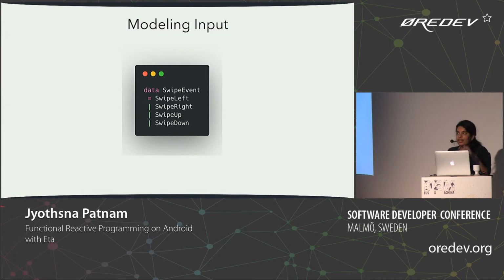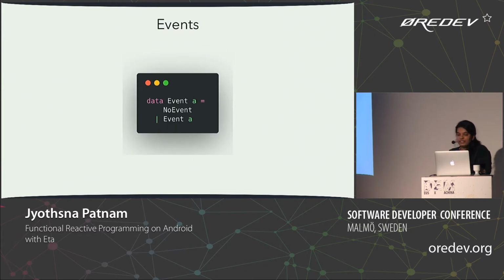Now, this is the input for our game. So we define a data type called swipe event, which can take in 4 values. So what is the input for our game? It's just swipes, normal swipes. It's either up, down, right, or left. So this is defined over here.